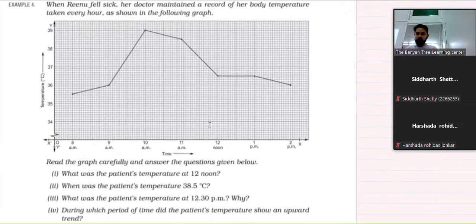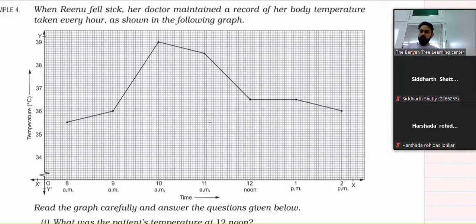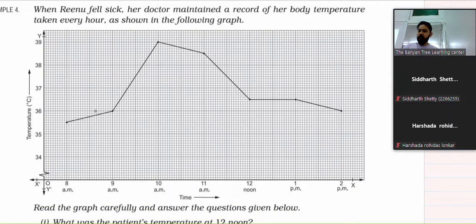Okay, let's see if you can read this bar graph. When Reenu fell sick, her doctor maintained a record of her body temperature taken every hour as shown in the following graph. This temperature is in degrees Celsius. Generally body temperature is measured in Fahrenheit, but okay, you can figure it out.